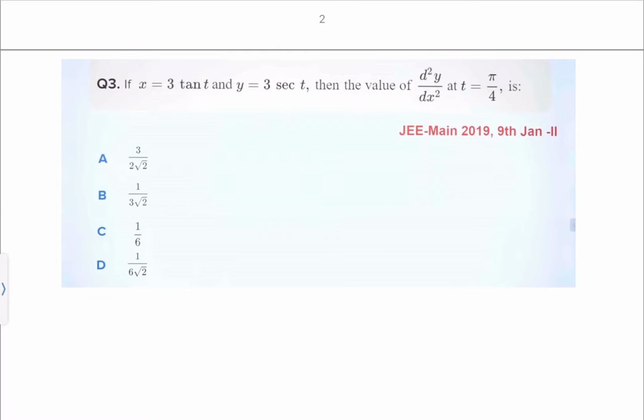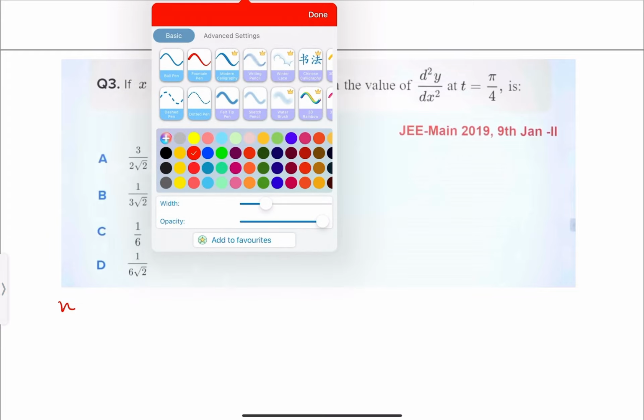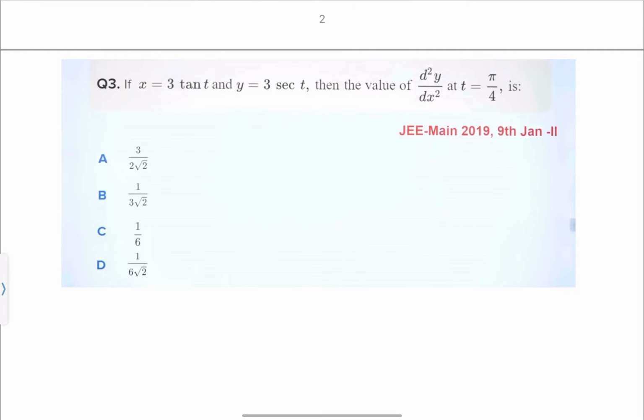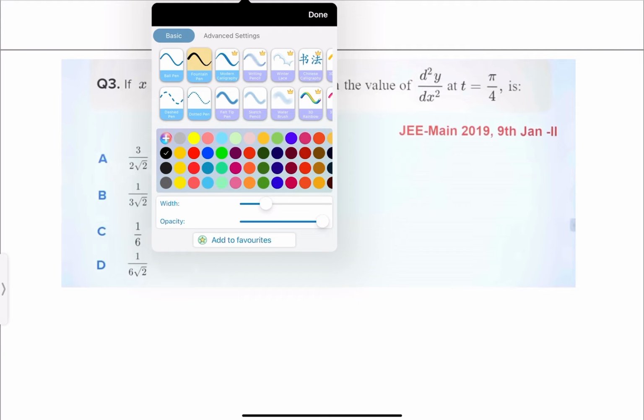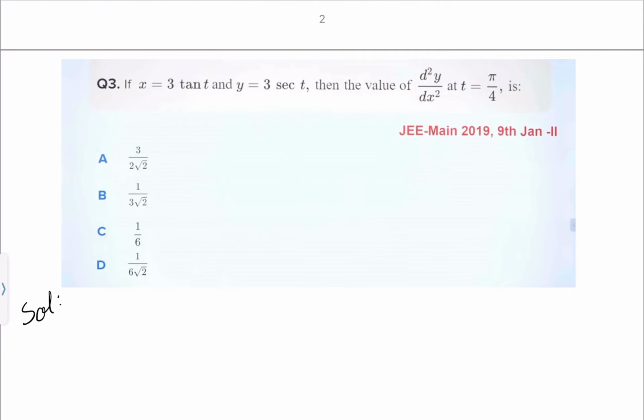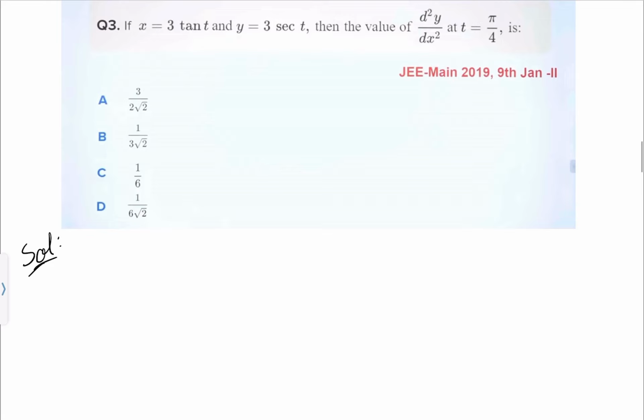Okay, just stay with me. What we are given is x equals to thrice of tan t and y equals to thrice of sec t. We need to find dy by dx. What we'll do is we will divide the numerator and denominator by dt.